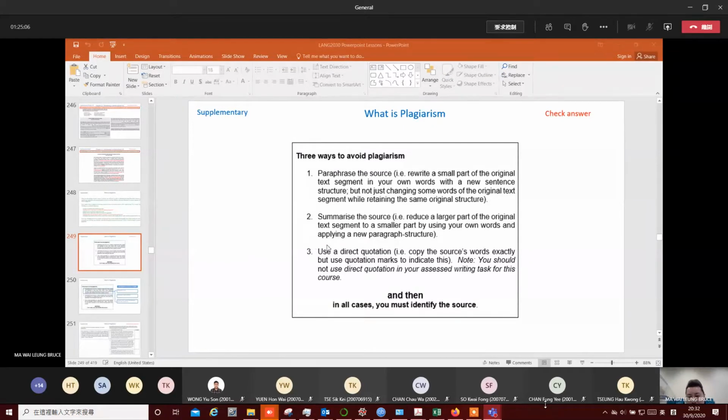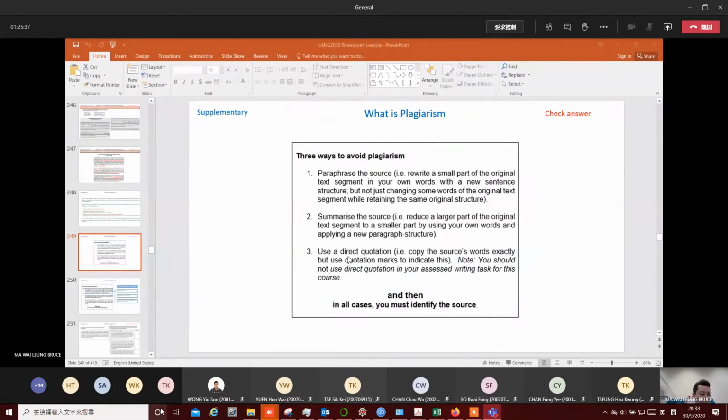Or you may want to use direct quotation, but you are not recommended to do it. Why do I say so? Because if you put direct quotations into your writing, your own writing style may not coincide with the direct quotation, because the direct quotation is written by someone else. His writing style may not fit your writing style. Also, the way the content is arranged cannot fit your whole picture.